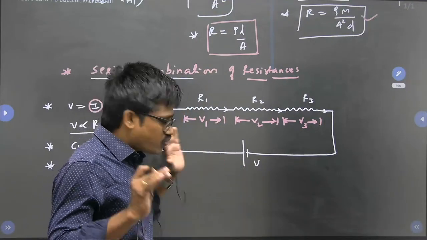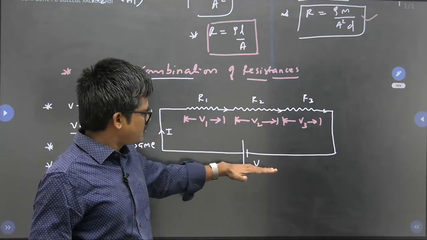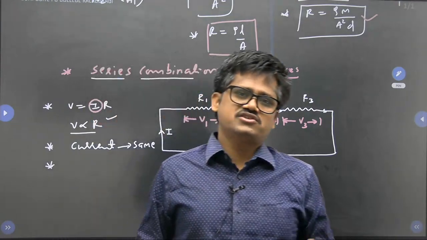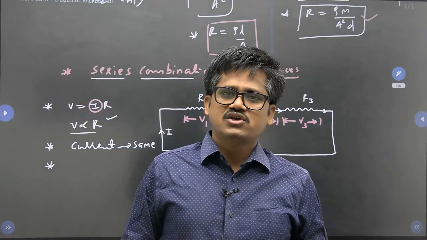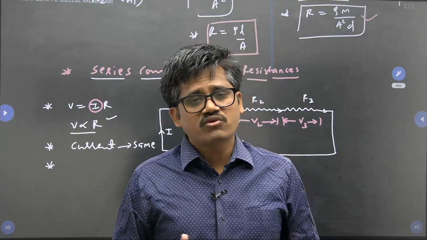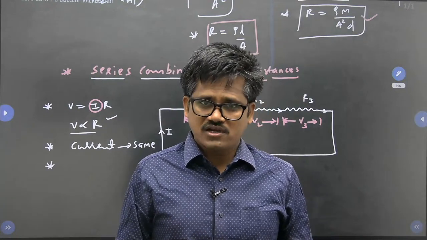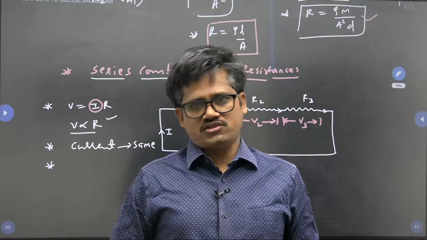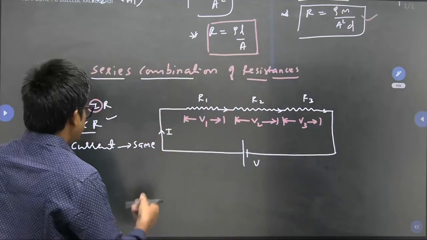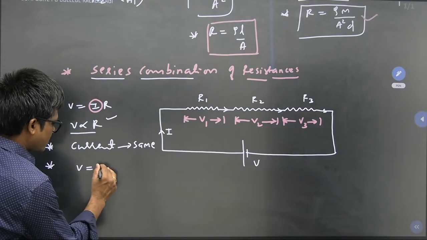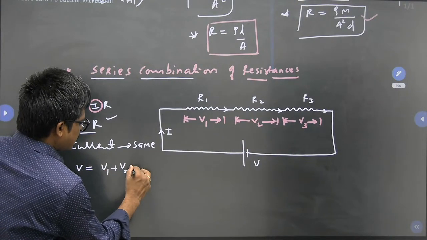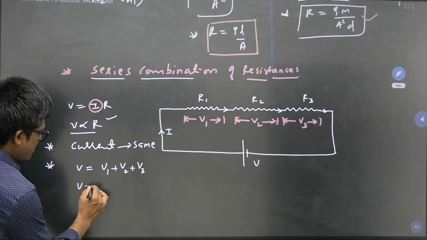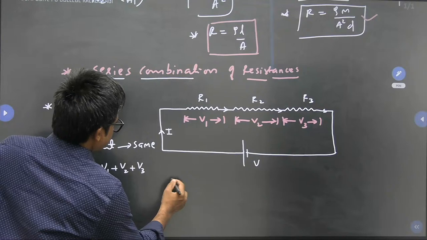So conservation of energy says the total voltage applied should be equal to the sum of the voltage drops across each resistor, because consumed energy can never be greater than applied energy. Applied energy should be equal to the energy used across all the resistors. That's all, right or not? Okay, so what is V1? What is V1 here?